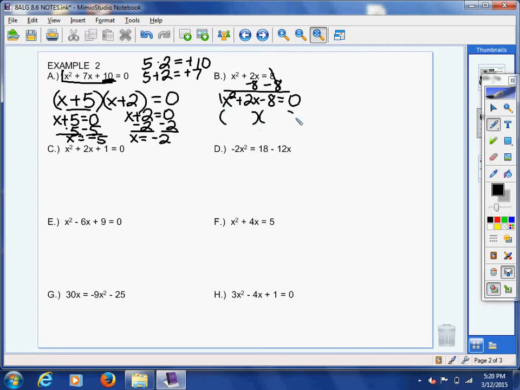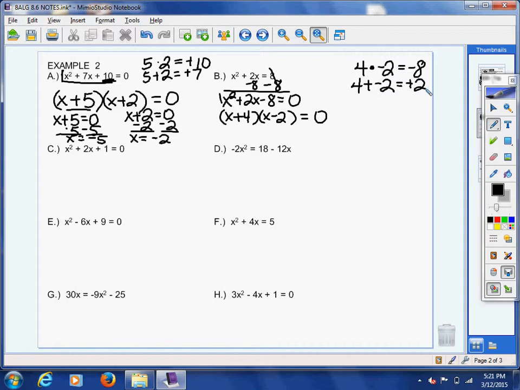So we can just create our two quantities there. Okay, so we're looking for factors of negative 8 that add up to be positive 2. Now hopefully you're seeing in your head positive 4 and negative 2. We know that 4 times negative 2 is negative 8. We also know that 4 plus negative 2 is positive 2. That's exactly what we need, okay?